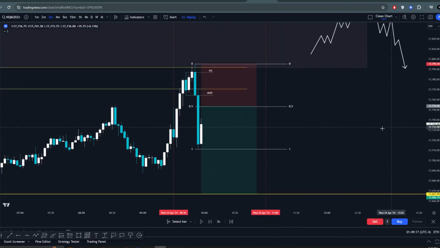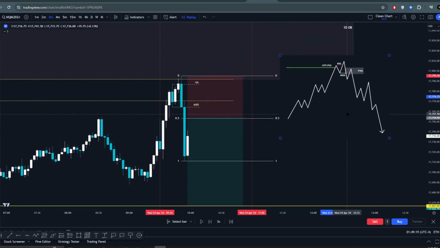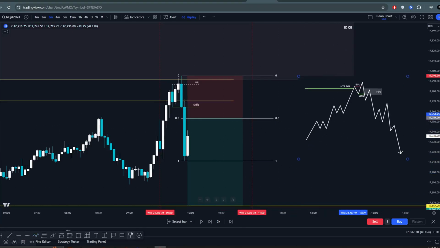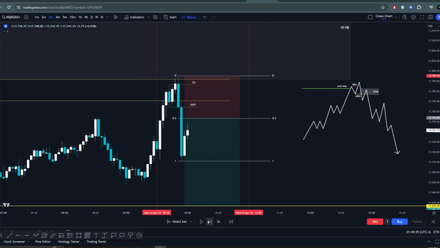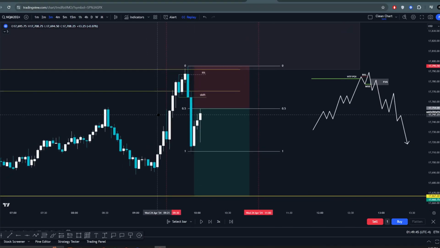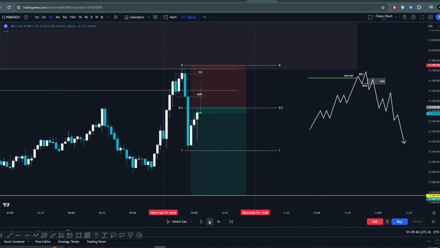Alright, so now we should wait for the price. Our setup is now complete. The only thing left is our entry. Now we should wait for the price to go back into our entry right here in the 50%. And let's see. And boom. Now we're inside the trade. Let's see what the price will do.